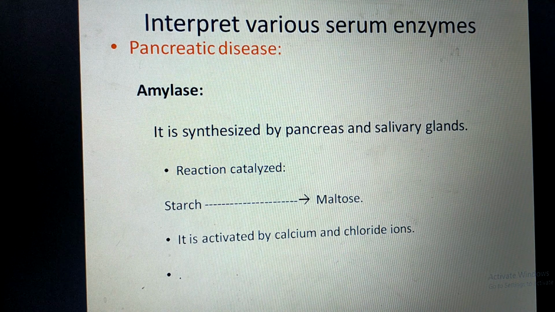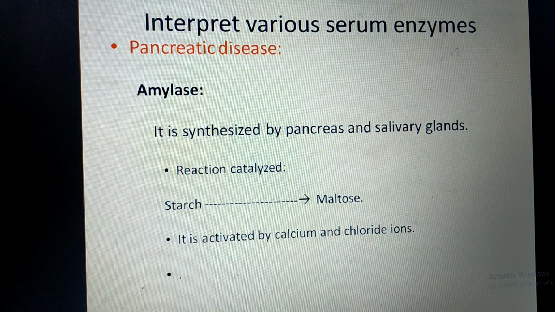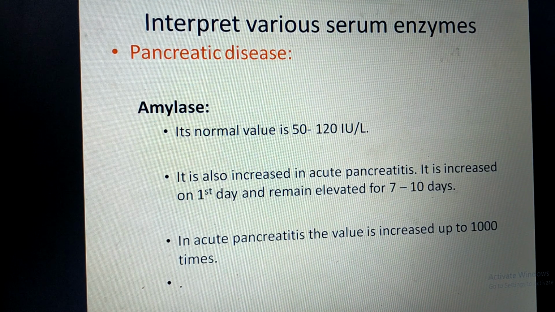Amylase, we will study amylase first. It is synthesized by pancreas and salivary glands. It catalyzes the conversion of starch into maltose. It is activated by ions like calcium and chlorides. Its normal value in the blood is 50 to 120 international unit per liter.